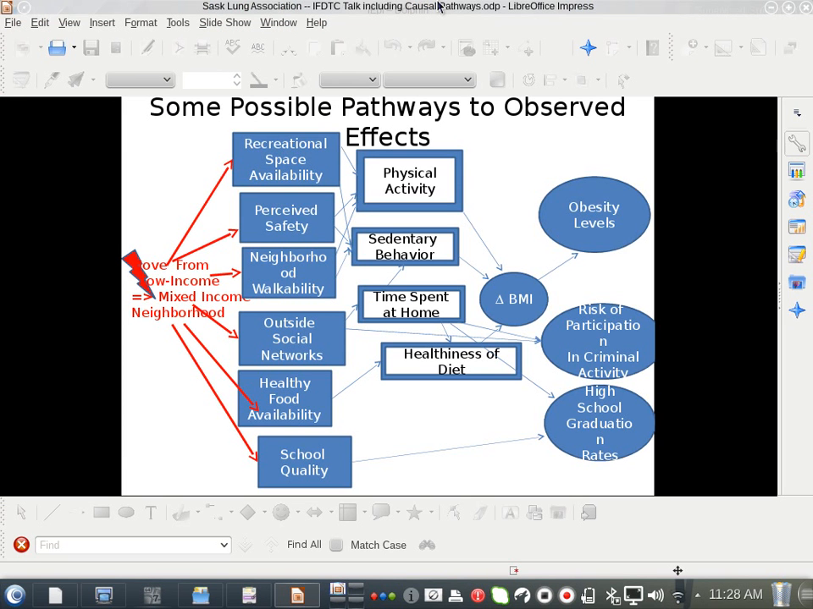They were very coarse-grained. They had information on obesity levels, that in teenage girls, the obesity rates were lowered. And similarly, in those girls, crime activity was lowered, and high school graduation rates were improved. Interestingly, in boys, there was no effect in two of these, and risk of criminal activity actually went up. And there were a lot of hypotheses put forward about why this might be.